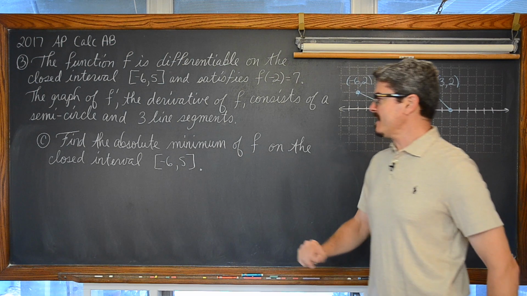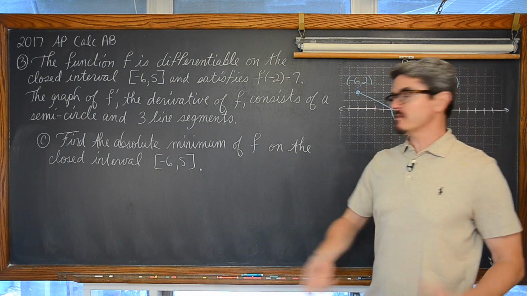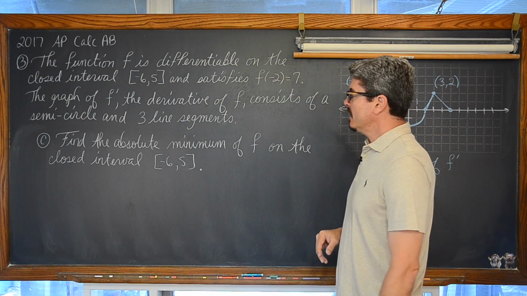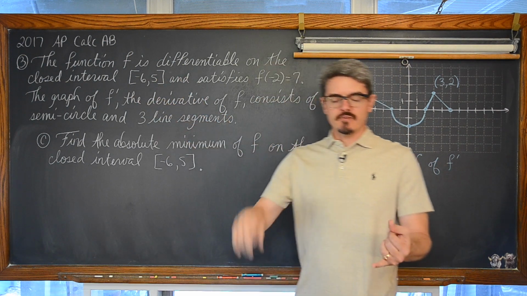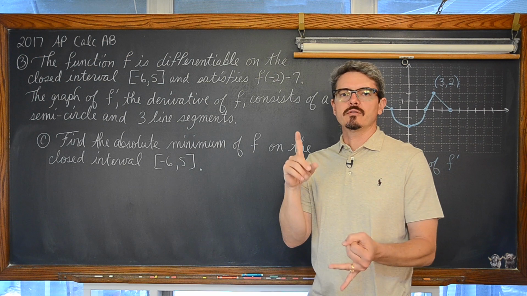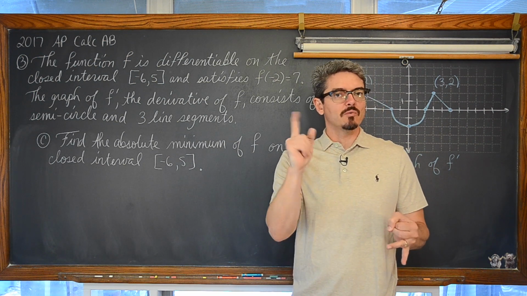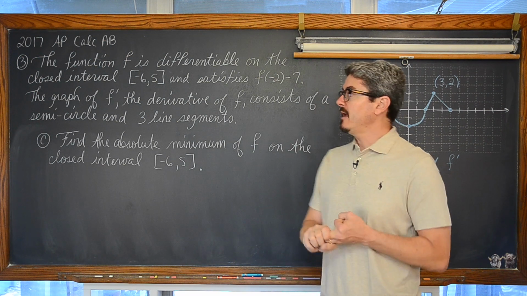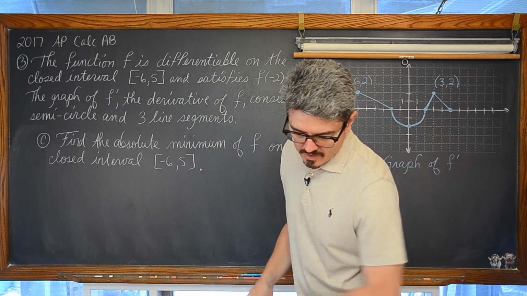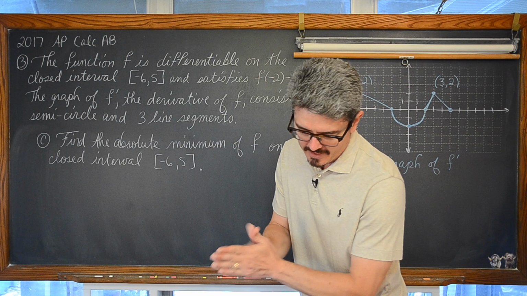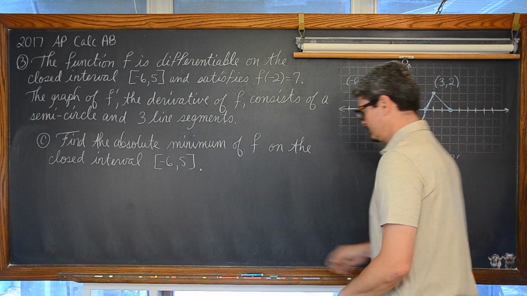Part C, find the absolute minimum of f on the closed interval from -6 to 5. Told you, anytime they give you a closed interval, intermediate value theorem, well, not every time, but intermediate value theorem, mean value theorem, don't forget there's two, one for integrals, one for derivatives, and intermediate value theorem is probably going to come into play.